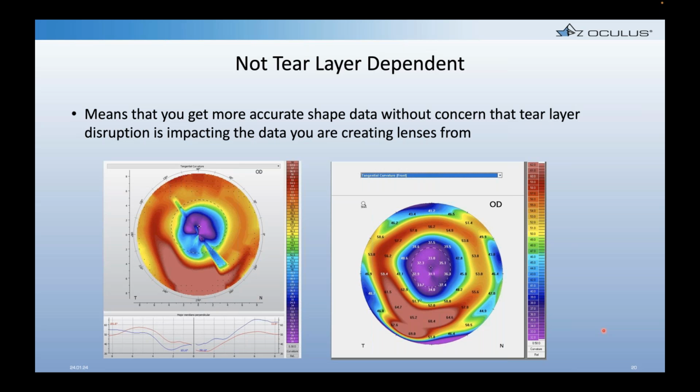Now again, there are pros and cons to both, and that's why we do both if we have that luxury. Sometimes I do want to see the effect of the tear layer on the eye, but I don't want that impacting my baseline information. I want my baseline information to be true corneal shape without the tear layer potential disruption. And that, again, especially if I'm going to be using this map to create custom lenses for our patient, I can't have that disruption of the tear layer interfering with my lens design.